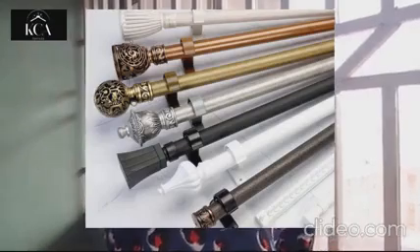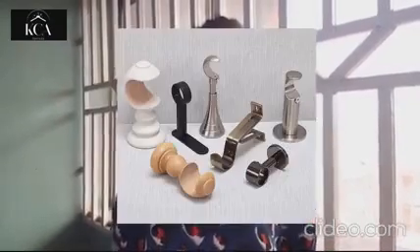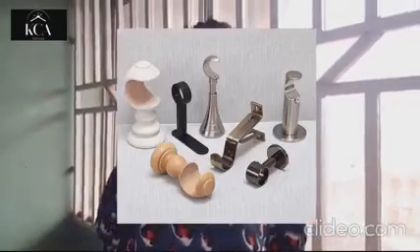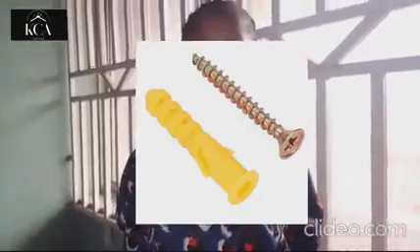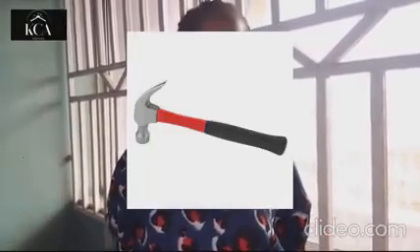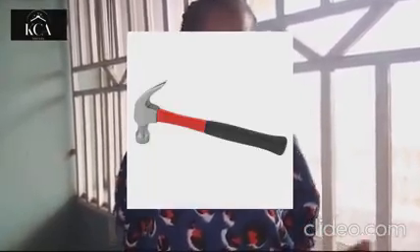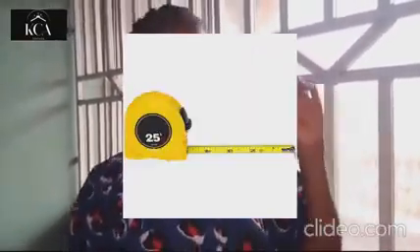Number one is the curtain. You need the curtain rod. You need the bracket or curtain holder. Also, there's need for screw. There's need for drill or hammer. This is used to drive in the nails. You also need a measuring tape. You need a pencil to make markings. You need a ladder or a very strong chair to serve as support.